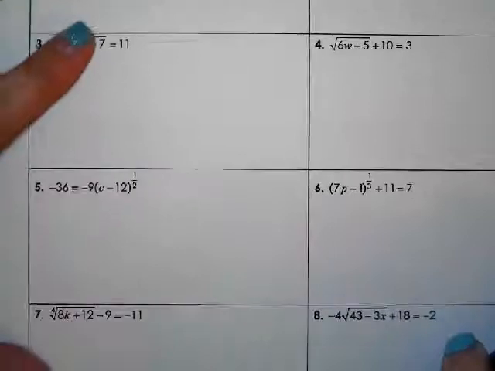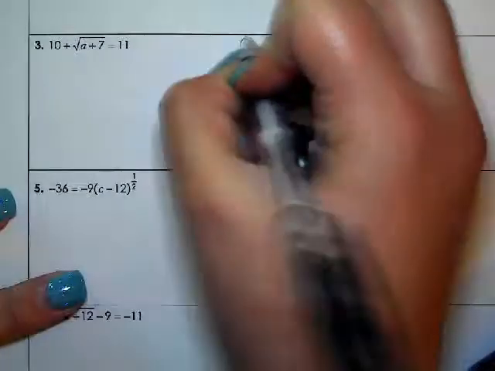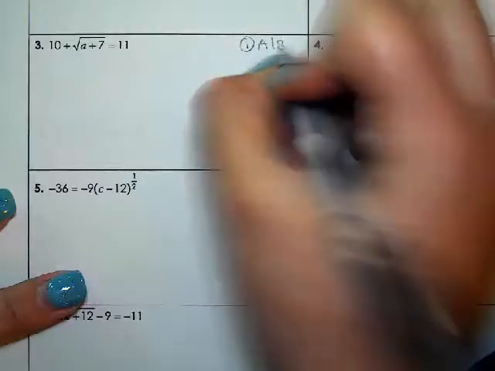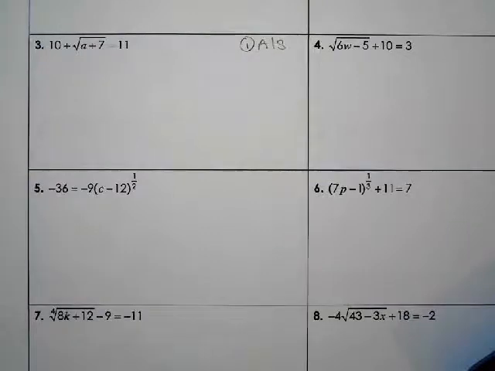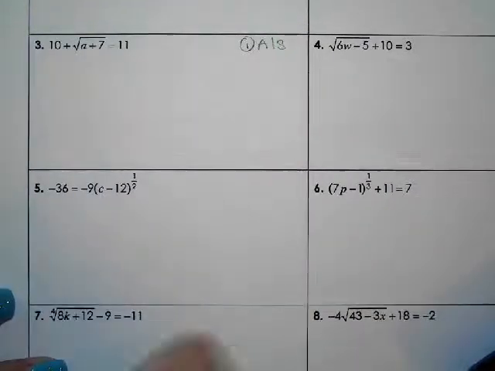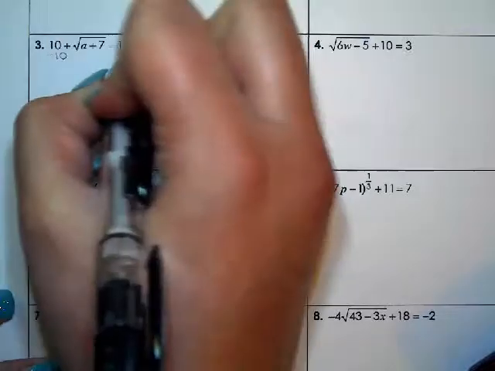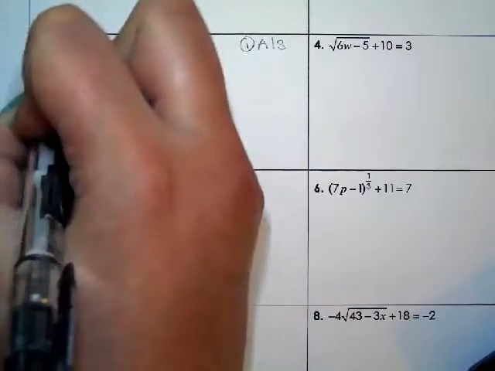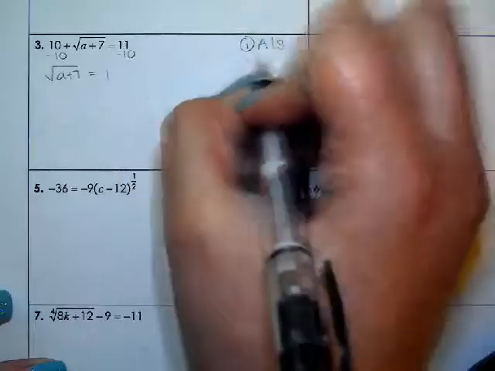example number 3. So remember, the first thing we do is we look to see if there's anything that we could add or subtract to move numbers away from the variable. We can't get at the 7 because it's protected by the square root, which is the grouping symbol in this case. So I'm going to subtract the 10. So I've got the square root of a plus 7 equals 1.